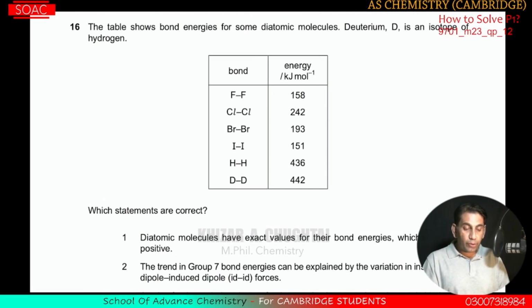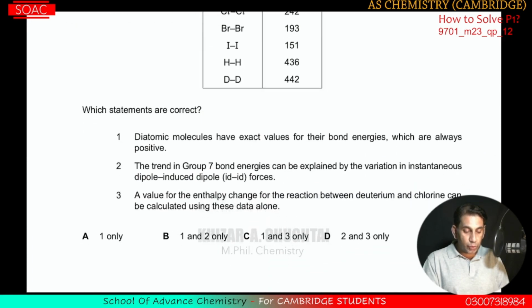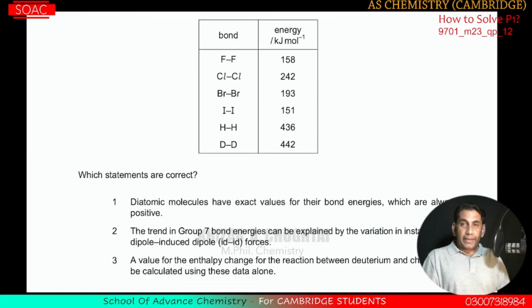Question number 16, table shows the bond energies for some diatomic molecules, deuterium is an isotope of hydrogen and so on. Which statements are correct? Diatomic molecules have exact value for their bond energies, which are always positive. Yes, it is true. Basically, the diatomic molecule is having only one atmosphere. They cannot be used in multiple scenarios. So their bond energy is said to be the real bond energy, exact bond energy, and bond energy is taken as a positive enthalpy. Yes, it is true. It is always positive. So one is the correct option.